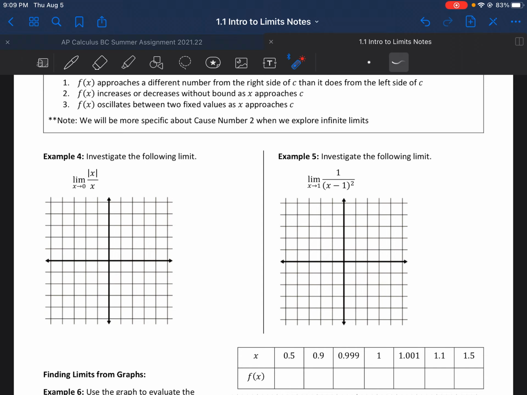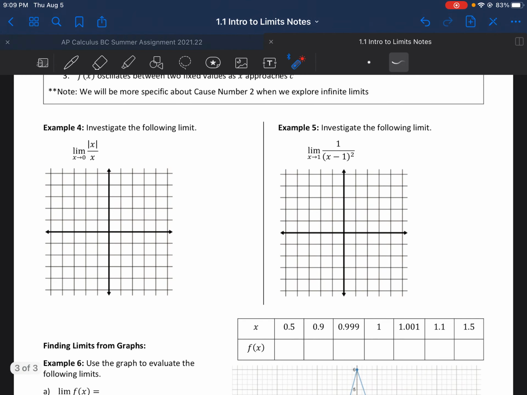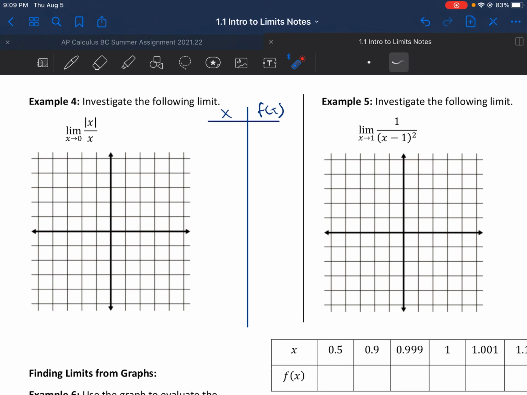So, example 4, let's find the limit of the absolute value of x divided by x as x approaches 0. Now, to get an idea of what this is going to look like, let's go ahead and sketch ourselves a quick little table. And we'll use the table to sketch the graph. So we have our x values, we have our function values, f of x, and we know that we want the x values to approach 0, so we want to know what's happening to the left and the right of 0. So I'm going to put 0 dead center of my little table.